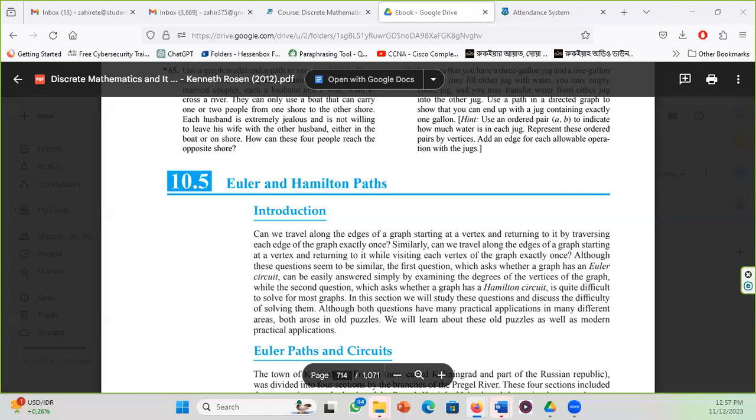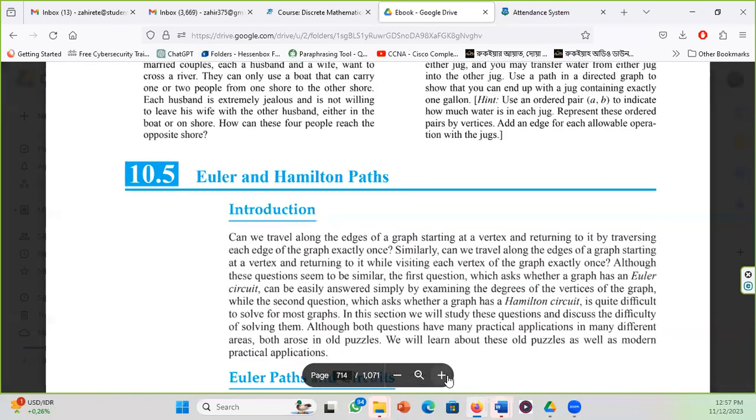What is the name of the topic written in the current sharing screen? Can you see my screen? What is written there? Sir, it's Euler and Hamilton.